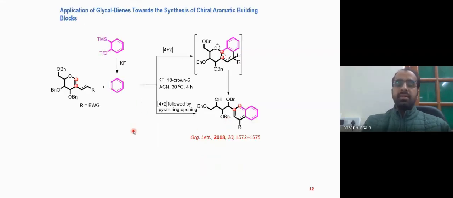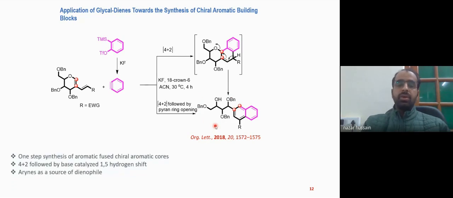So, so far we have synthesized a library of organic compounds, this diene. Next, we thought, can we utilize this diene for some aromatic compounds? So we utilized this arene precursor in the presence of base. This forms this benzyne, and we thought that the 4+2 cycloaddition could lead to the formation of this compound, but later on under basic condition, this ring aromatized and the sugar moiety opens up. So this leads to the formation of this naphthalene, the chiral naphthalene. It's important to mention here that this is the only report in the literature so far for the synthesis of chiral aromatic building blocks. So this is a one-step process for the synthesis of chiral aromatic cores.